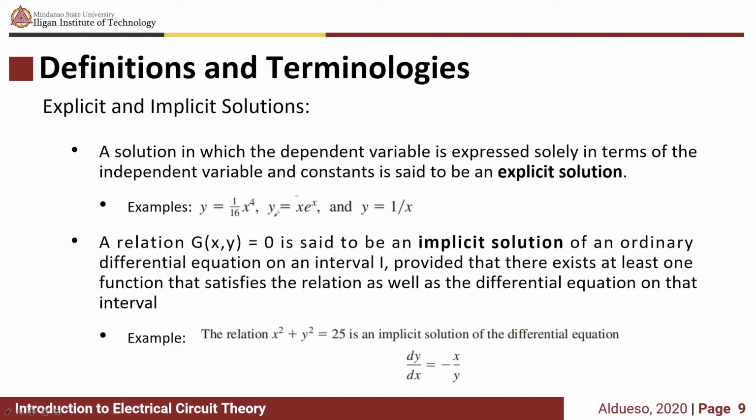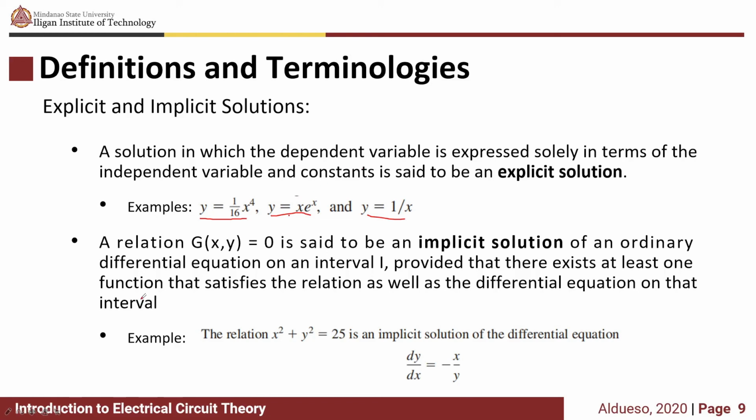There are also two kinds of solutions. So we have explicit and implicit solutions. A solution in which the dependent variable is expressed solely in terms of the independent variable and constants is said to be an explicit solution. So for example, these equations are expressed solely in terms of the independent variable. Looking at the first equation, we have the dependent variable y is equal to 1 over 16 x to the 4th. So y is expressed solely in terms of x. The same with the second equation and third equation. So this means that these equations are explicit solutions to a certain differential equation.